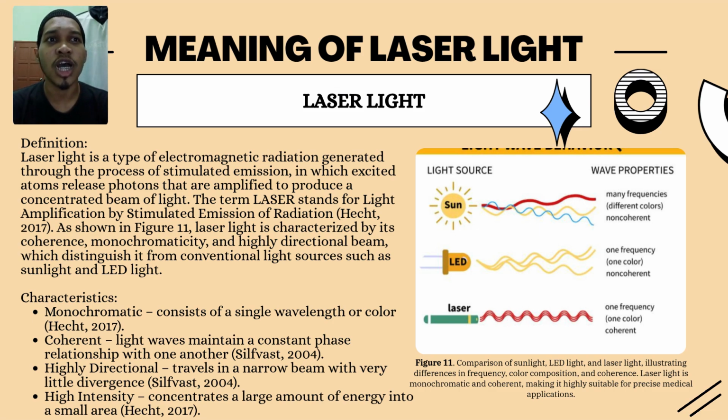And this figure shows how 3 types of light wave behave. First, we go to the sun. Sunlight behaves like it has many frequencies, different colors, and is non-coherent. Secondly, we have LED light. LED, we know that it has 1 frequency, 1 color, and is still non-coherent. And for laser light, it is 1 frequency, 1 color, and it is coherent.